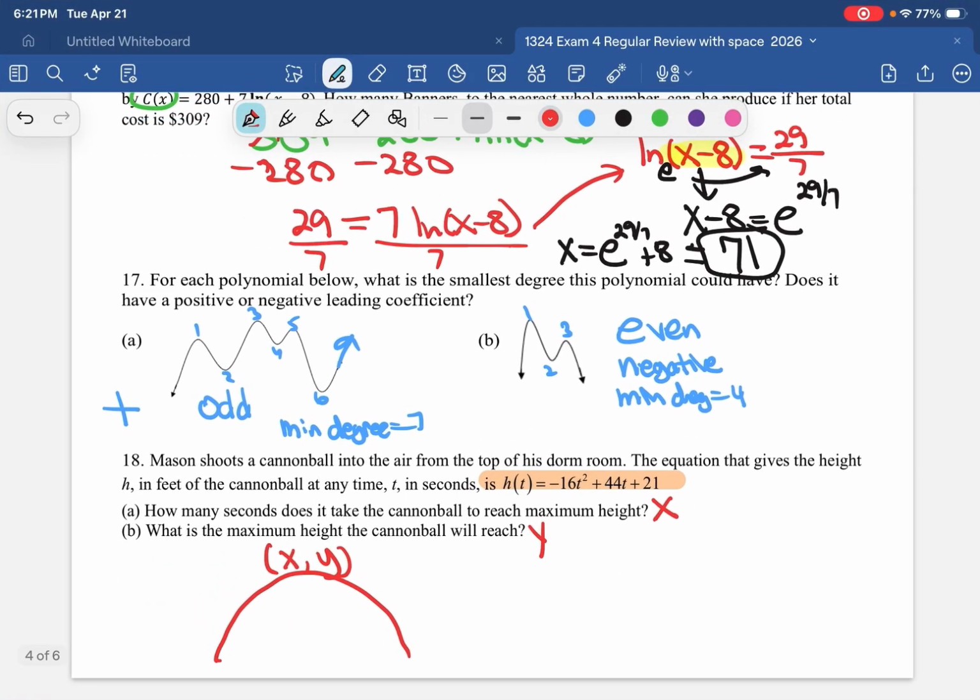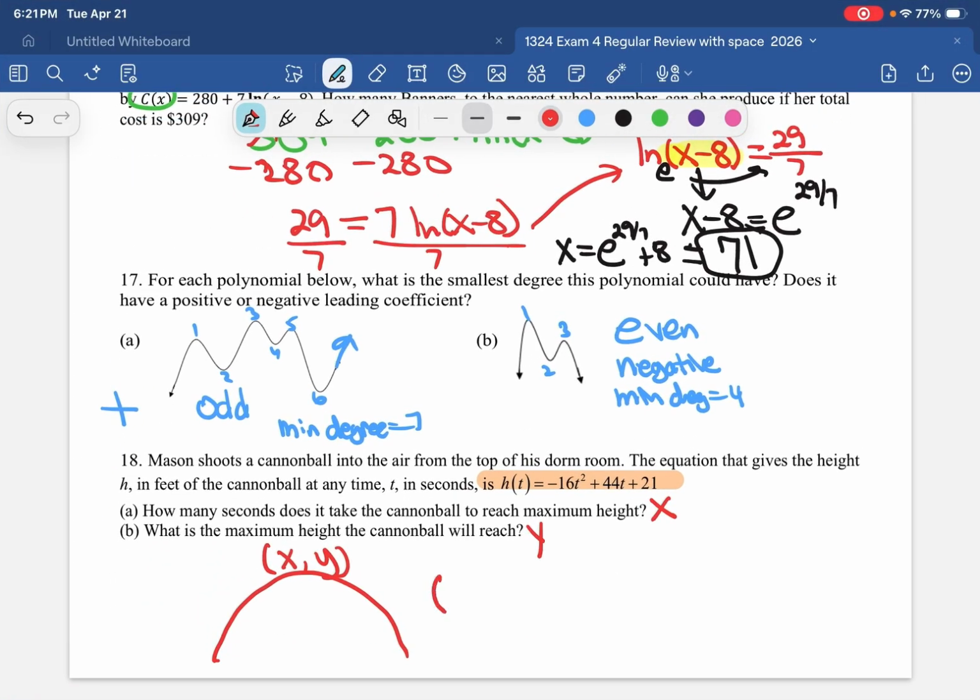So going back, I have my x value is 1.375 and my y value is 51.25. And it says, what is the maximum height? So that's going to be my y value. So the maximum height is 51.25 feet. And how many seconds does it take to get there? About 1.375 seconds.